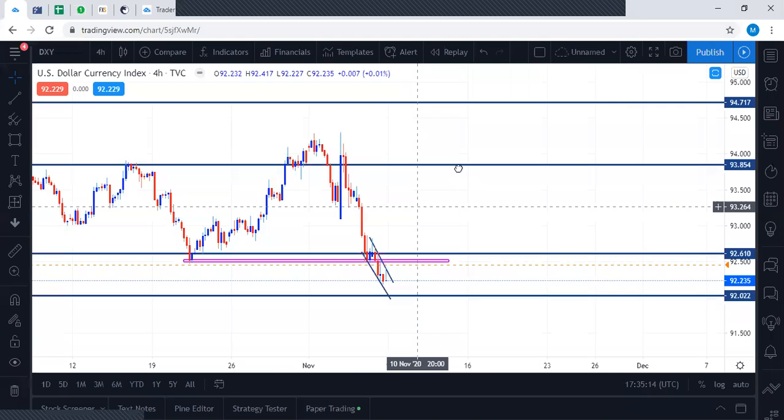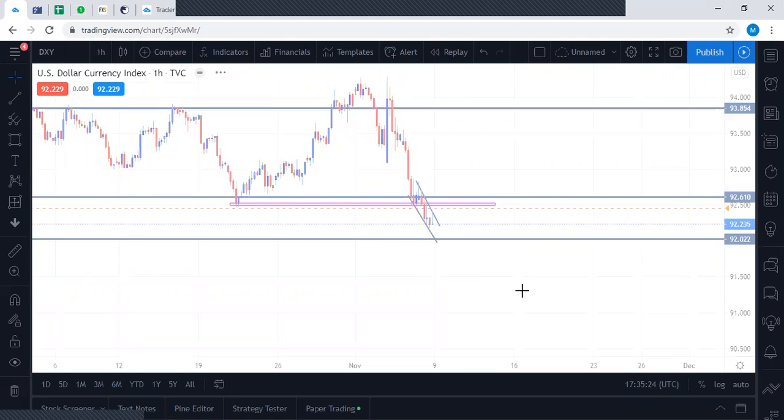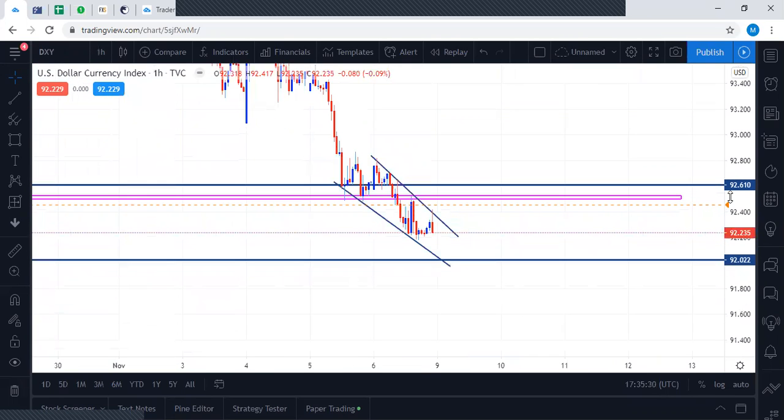So I said the DXY currently is in a downtrend descending channel, down channel, however you want to pronounce it or call it, and it is almost at its lowest low.